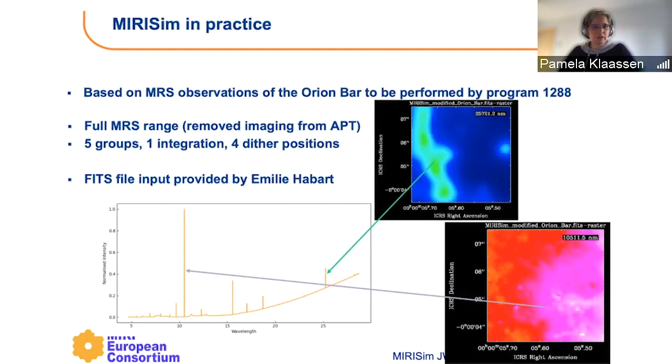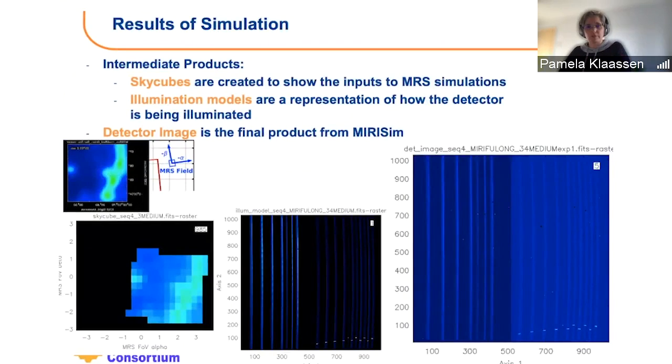So a very quick example based on MRS observations of the Orion bar. This is a simulation that was provided by one of the co-PIs of the PDRs4All ERS group. So there is an input FITS cube. You can see an example spectrum here and some of the slices of that cube at different wavelengths to show that the emission varies across the field. On the left here, I'm showing the output, bottom left, I'm showing the output sky cube with a version of that same slice from the initial input FITS for reference.